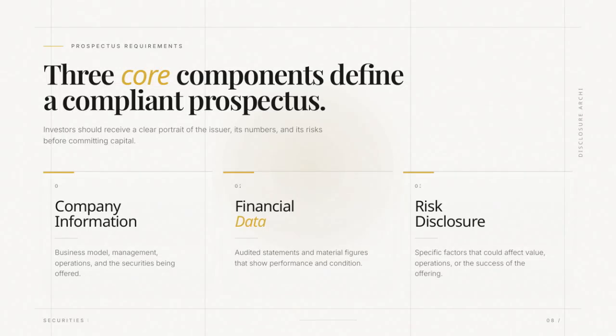When we talk about prospectus requirements, there are three core components that make a prospectus compliant. First, investors need a comprehensive understanding of the company itself. This means detailed information about the business model, its management team, how it operates, and the specific securities it's offering.